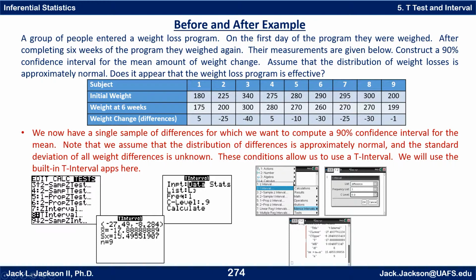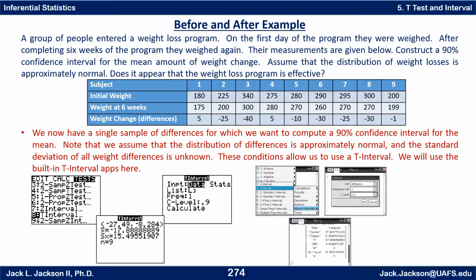It also computes X bar. That's the mean amount of weight loss for these 9 people. That's a sample mean. So on average, this particular group had lost about 17.9 pounds, almost 18 pounds on average, with a standard deviation of about 15.5, and that's a sample size of N.